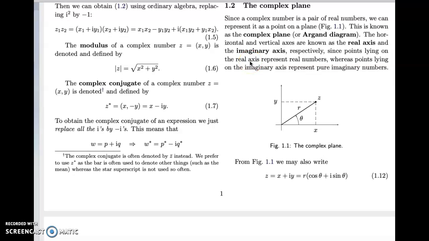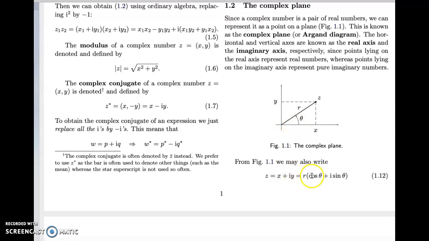So, the complex plane. Since a complex number is a pair of real numbers, we can represent it as a point on a plane. This plane is called the complex plane or Argand diagram. This is a very natural way of representing complex numbers. The x-axis is the real number line, and any real number lies on the x-axis. Any pure imaginary number lies on the y-axis.